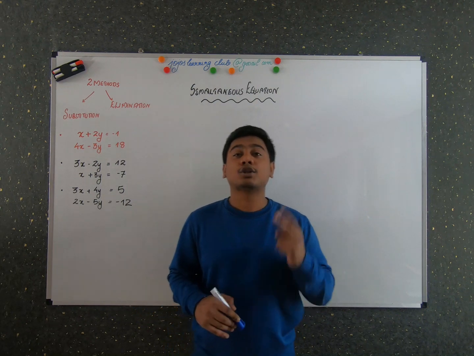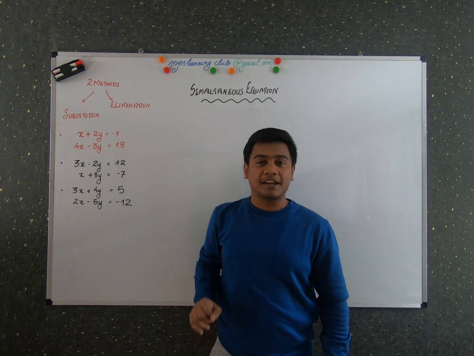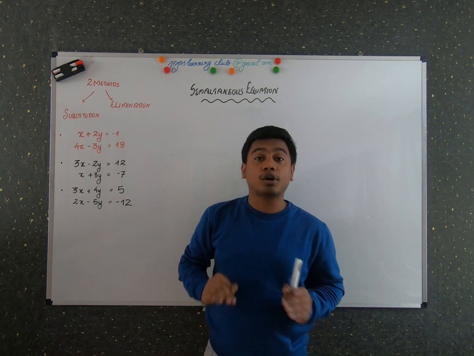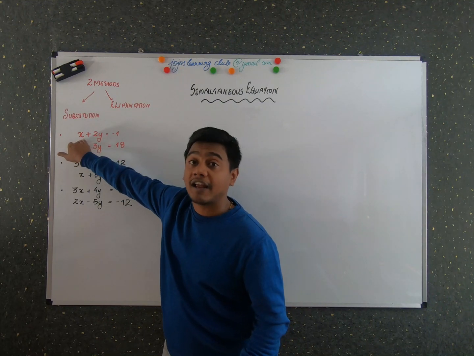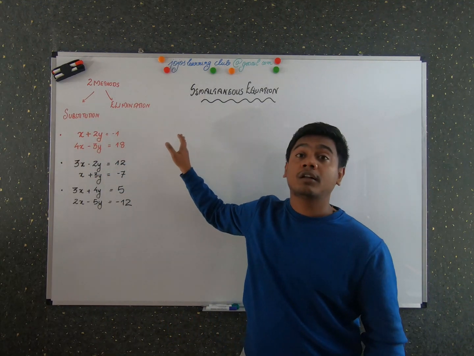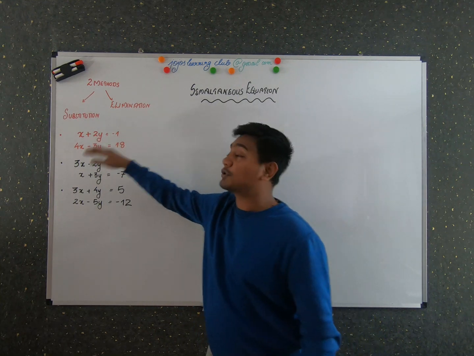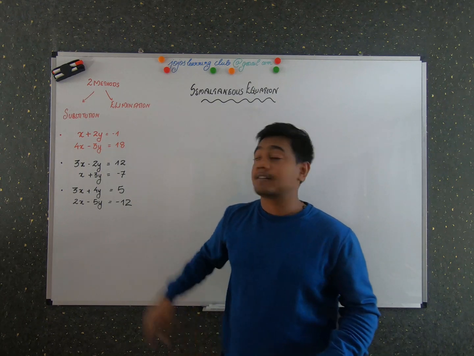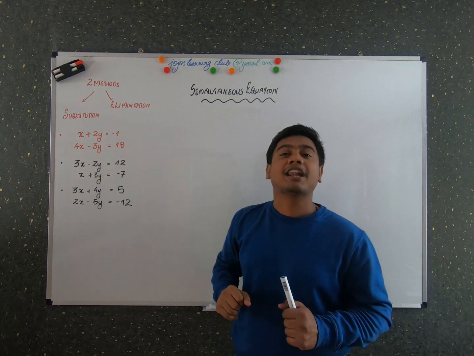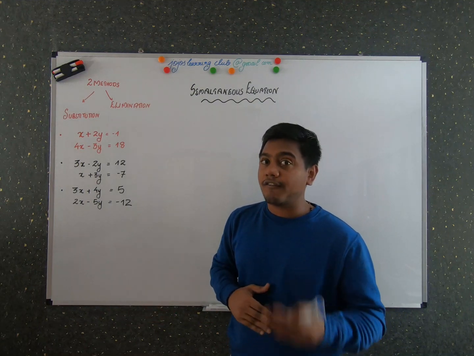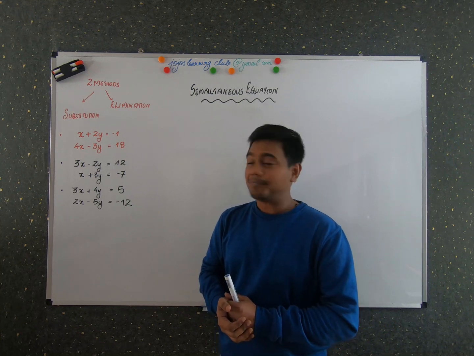In general there are two methods: the substitution method and the elimination method. In the substitution method, you keep one of the variables on the left-hand side and move the other term, like 2y, to the other side, and you substitute it in the other equation. Now there is no x in that equation, and you can easily find the value of y. Once you get the value of y, you can substitute it in any of the equations and find the other value easily.